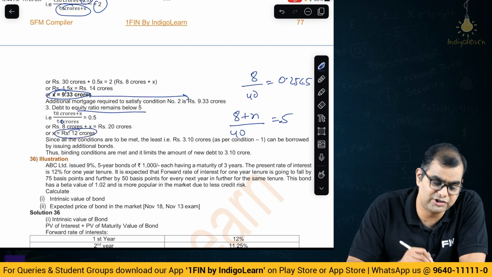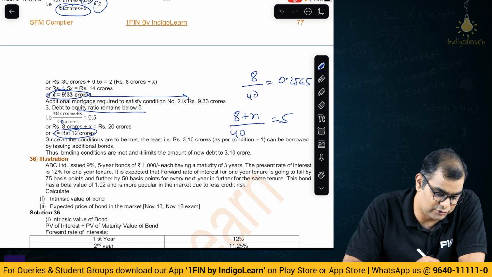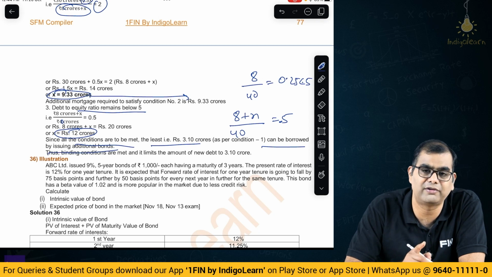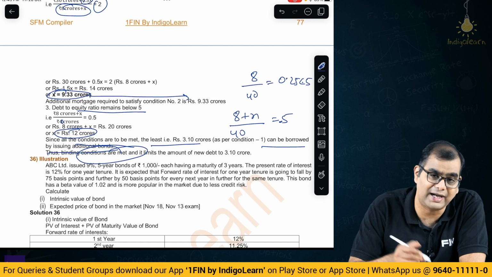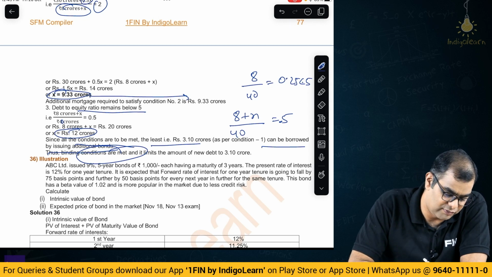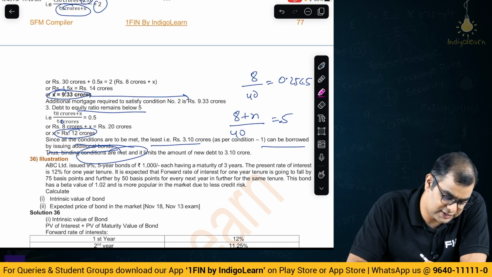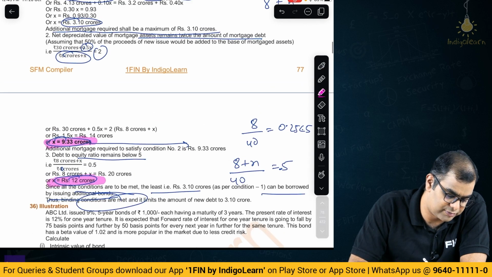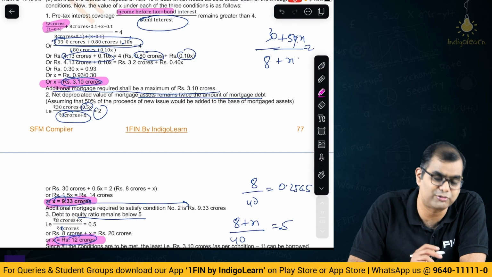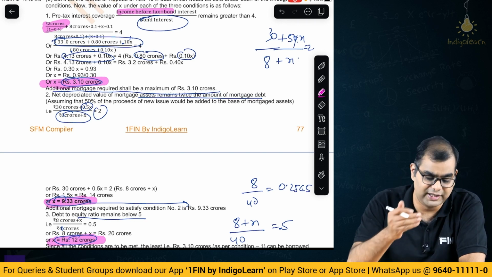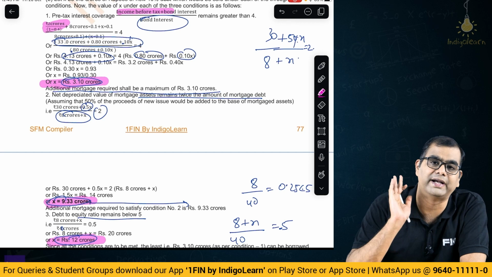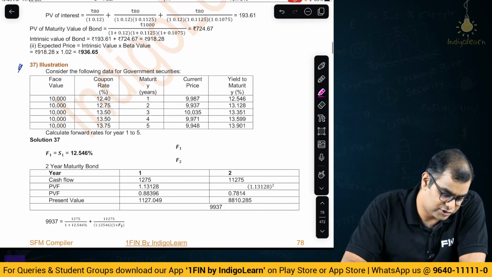Now, in all three conditions you can raise additional debt, but each has a different value. Since all conditions are to be met, at least 3.1 crores can be borrowed by issuing additional bonds. Why 3.1 crores? The first condition gives 3.1 crores, and that is the binding condition, that limits the amount of debt you can take. In the third case you can take 12 crores. In the second case, up to 9.33. In the first case, up to 3.1. So 3.1 is the maximum you can take if you have to meet all three conditions, and that is the binding condition.